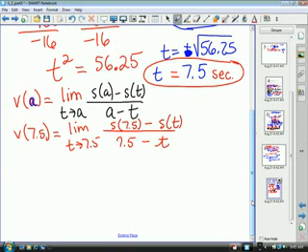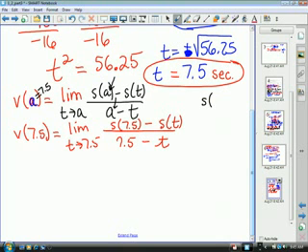Because a is 7.5. So that's the only place I substitute that, because I'm doing a limit here in a minute. Okay. So if you plugged it into t right now, everything would cancel and you'd get 0 over 0. So we don't want to do that quite yet. All right.